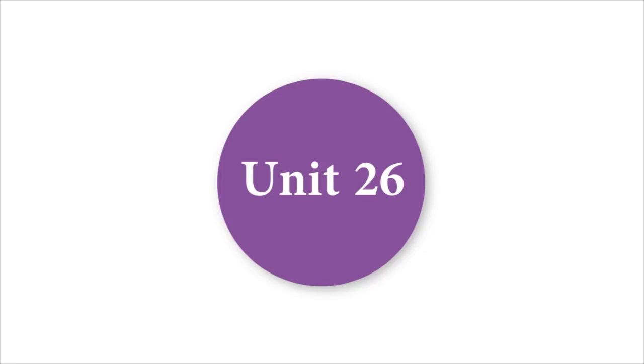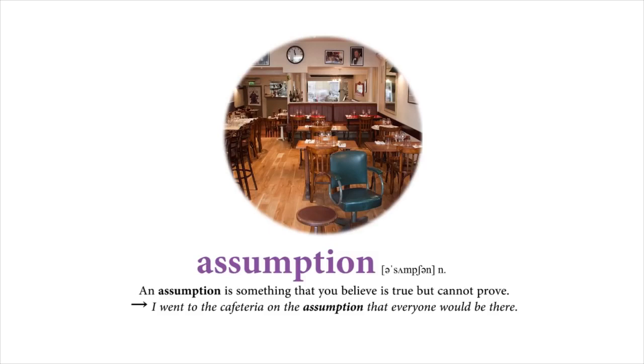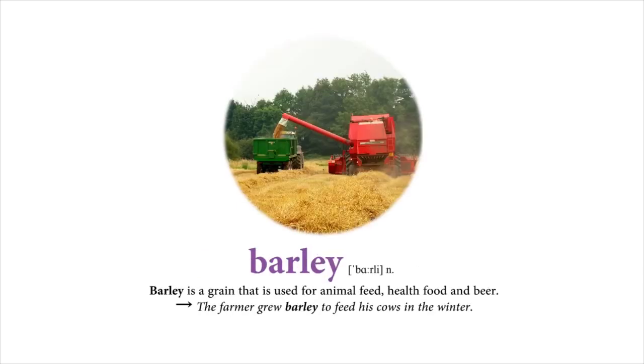Unit 26. Word list. Assumption. An assumption is something that you believe is true but cannot prove. I went to the cafeteria on the assumption that everyone would be there. Barley. Barley is a grain that is used for animal feed, health food, and beer. The farmer grew barley to feed his cows in the winter.